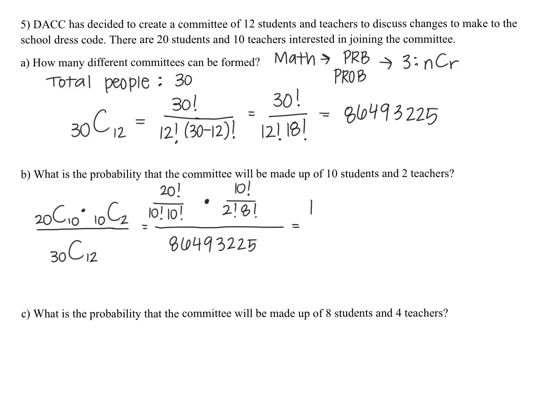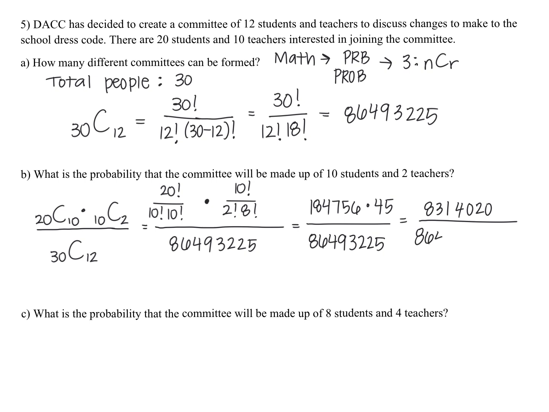So it becomes 184,756 times 45 over my denominator, which gives me 8,314,020 over my denominator.